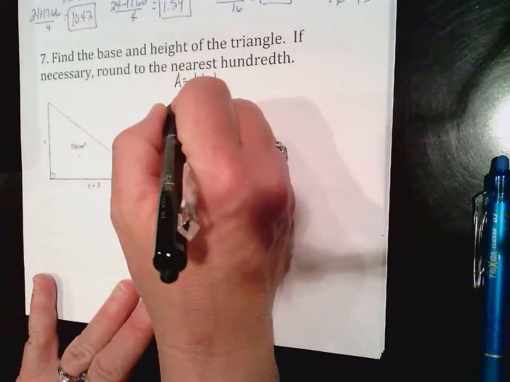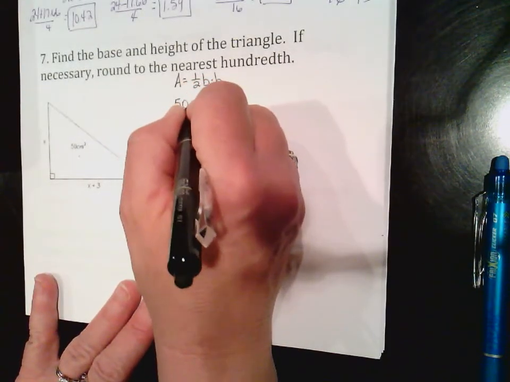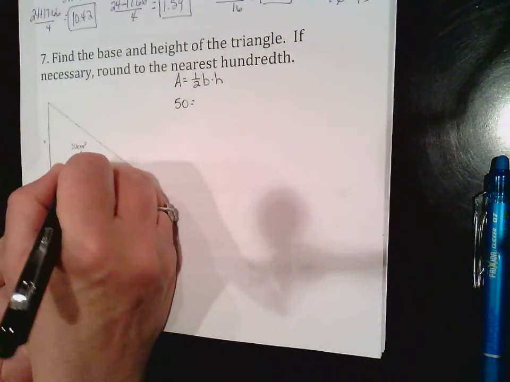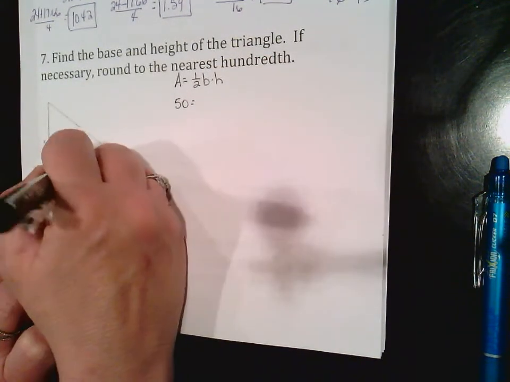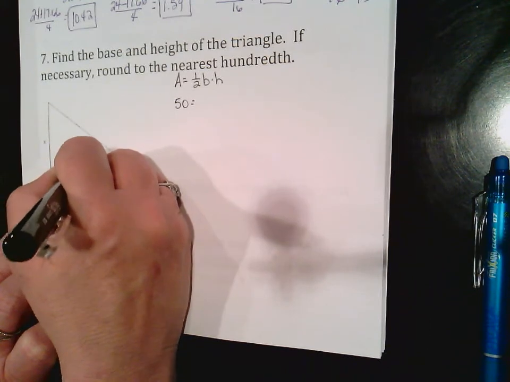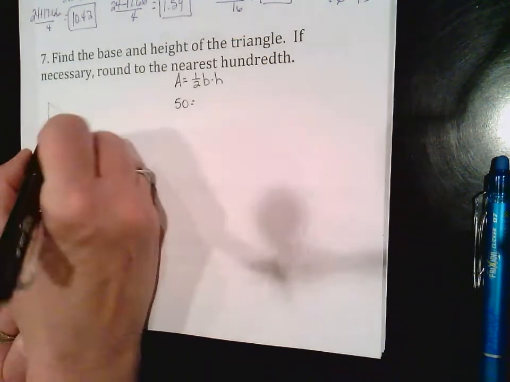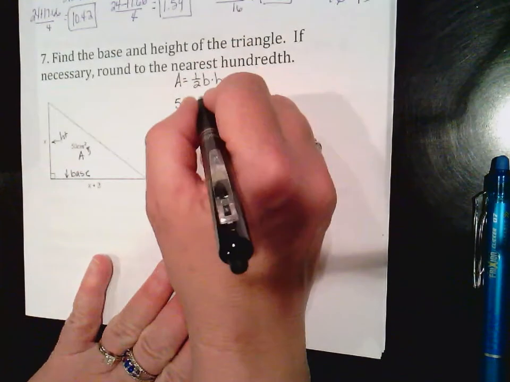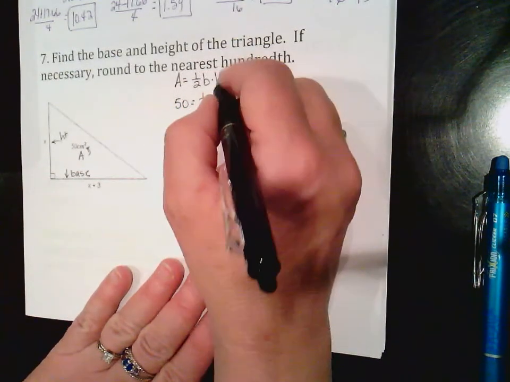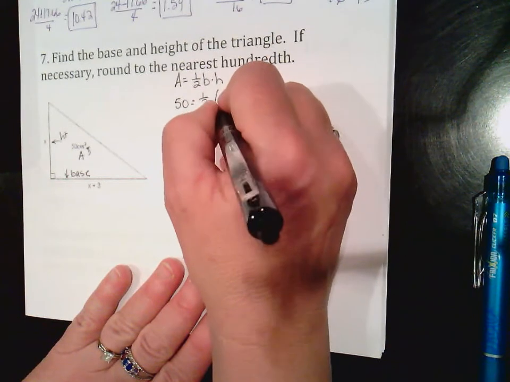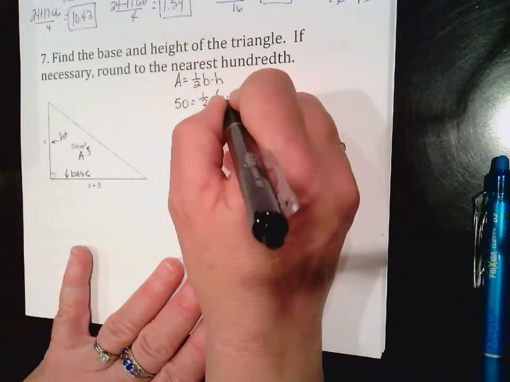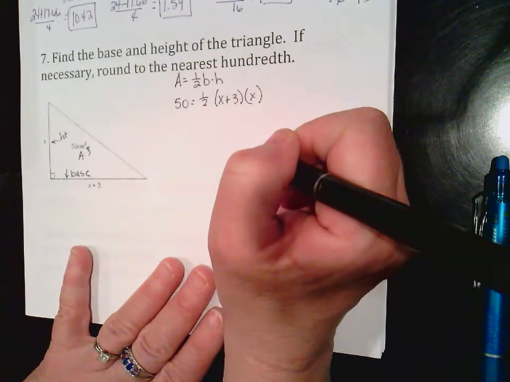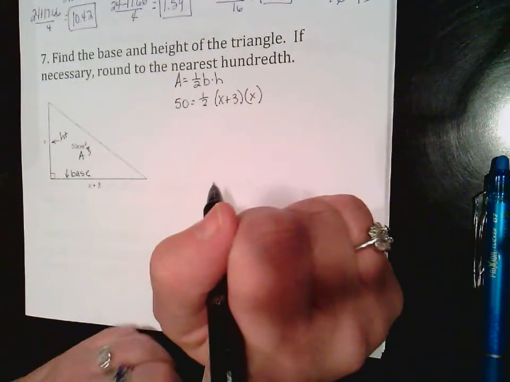Okay, so I know that my total area has to equal half my base times my height. My total area is 50. So this is my area. This is my base. And that's my height. Okay, so it's 1/2. And then I have my base, which is x plus 3, times my height, which is x. I'm going to take half of all of that.